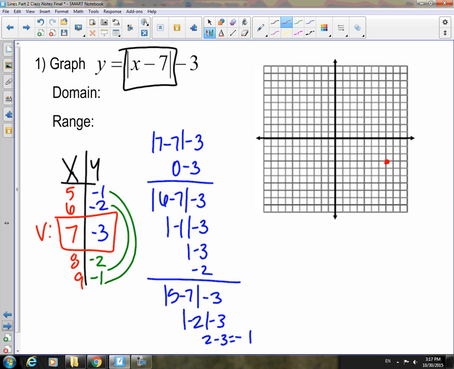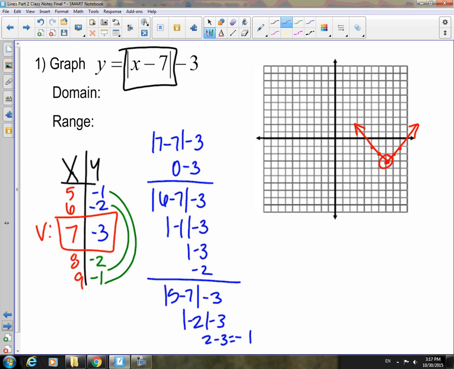And this is my vertex. So this should either be my high point or my low point, depending on which direction my absolute value is opening. So then I've got (6, -2), and (5, -1), and then (8, -2), and (9, -1). So this one is opening up, and that is the straight V.